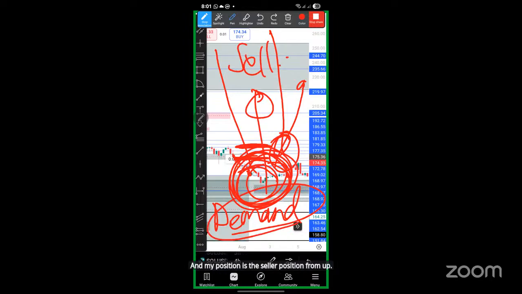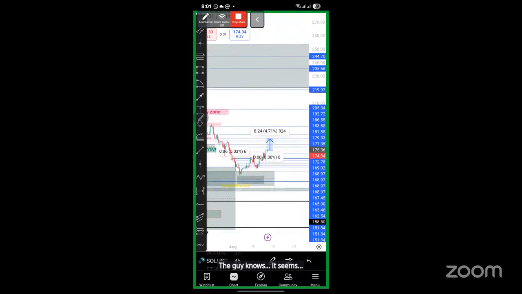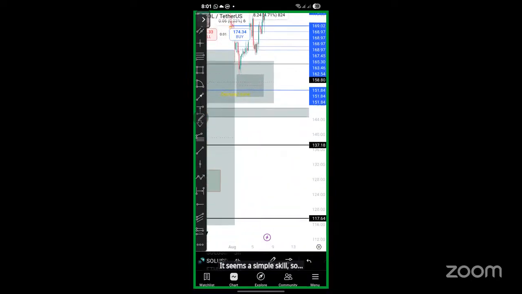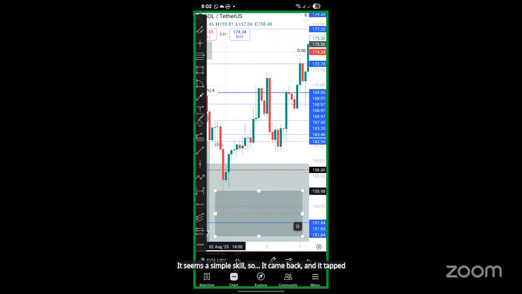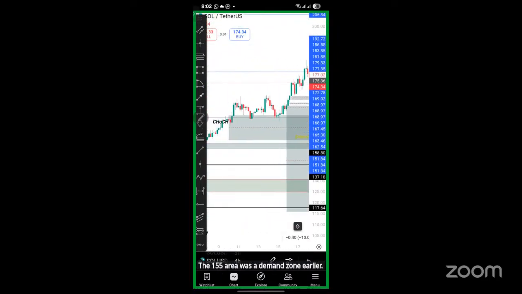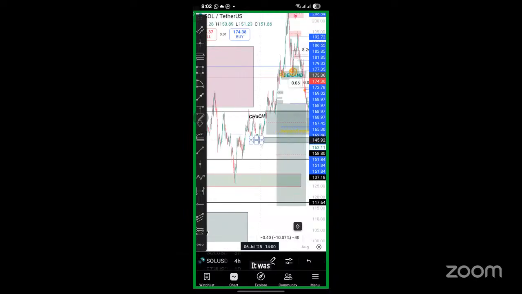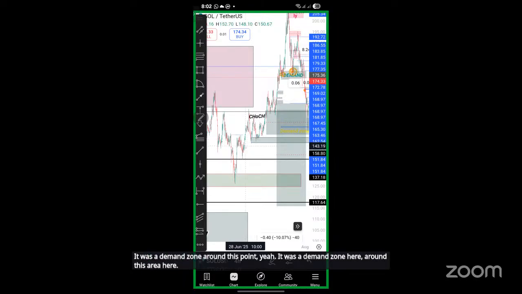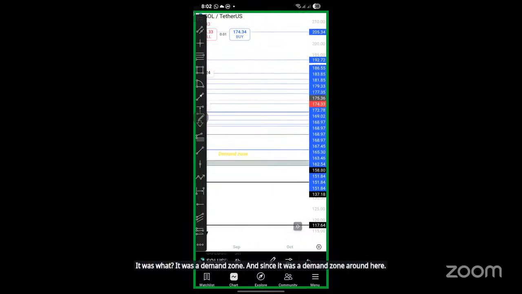Do you understand? It seems a simple skill. So when we look at it, it came back and it tapped into the 155 area. The 155 area was a demand zone earlier. In this way, it was a demand zone around this point here, and around this area here. And since it was a demand zone around here, it was respected.